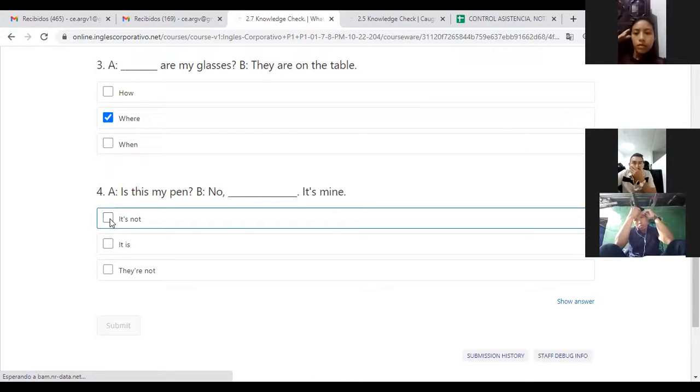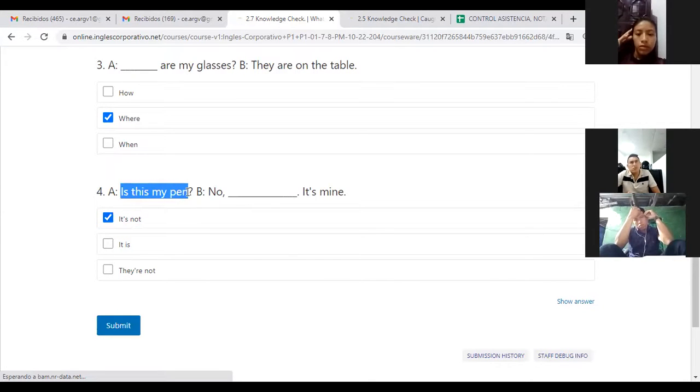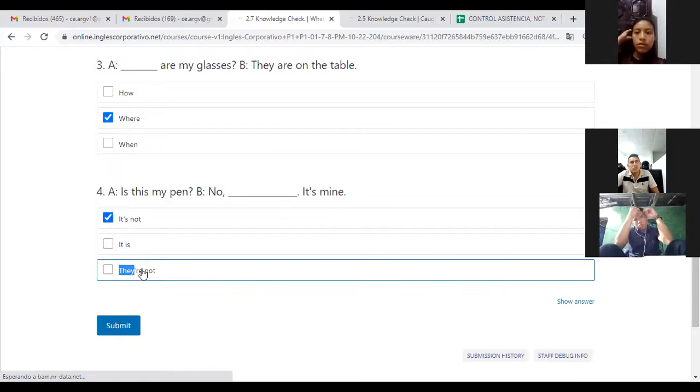Is this my pen? No. It's not. ¿Por qué? Porque solo es uno. It's just one. It's not my pen. Me indica plural.